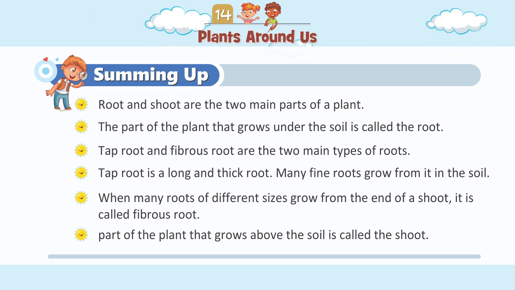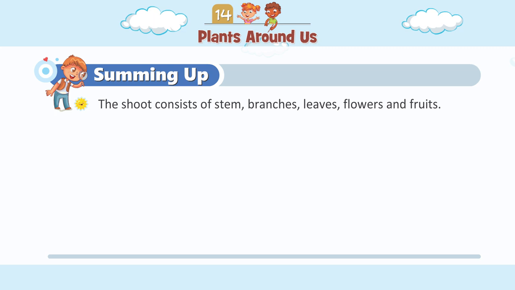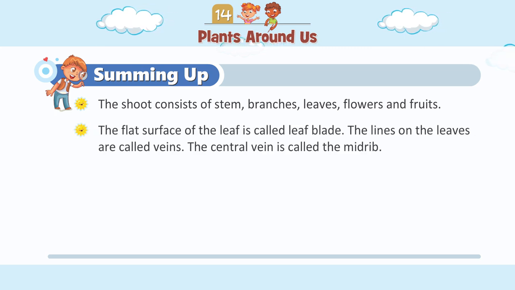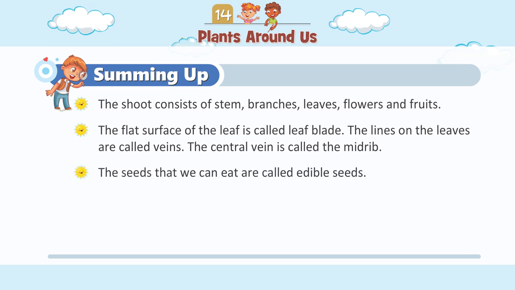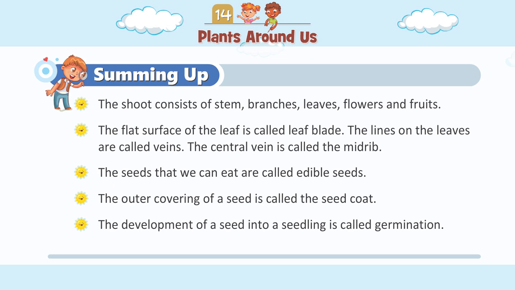The part of the plant that grows above the soil is called the shoot. The shoot consists of stem, branches, leaves, flowers, and fruits. The flat surface of the leaf is called leaf blade. The lines on the leaves are called veins. The central vein is called the midrib. The seeds that we can eat are called edible seeds. The outer covering of a seed is called the seed coat. The development of a seed into a seedling is called germination.